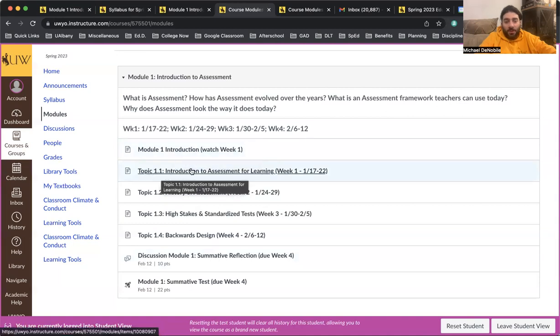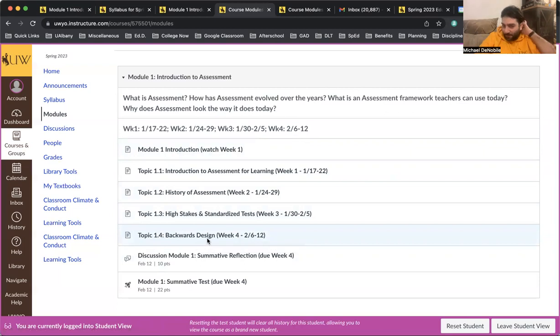Topic 1.1, Introduction to Assessment for Learning, is going to be this first week's topic. Topic 1.2 is the History of Assessment, which will be January 24th to the 29th. Topic 1.3, High Stakes and Standardized Testing, will be January 30th to February 5th. Backwards design will be our topic for February 6th through the 12th. And then you have your assessments for this module, both of which are due on February 12th.